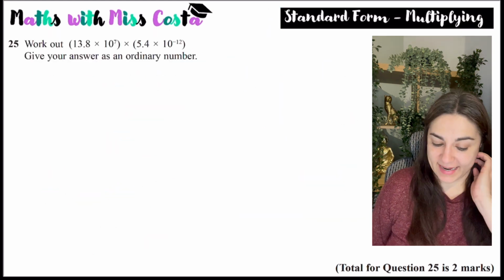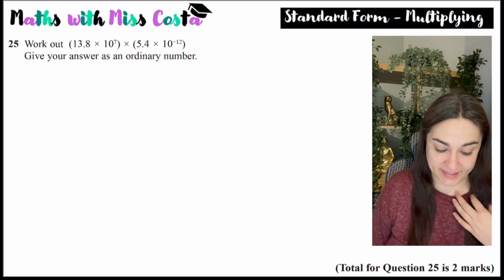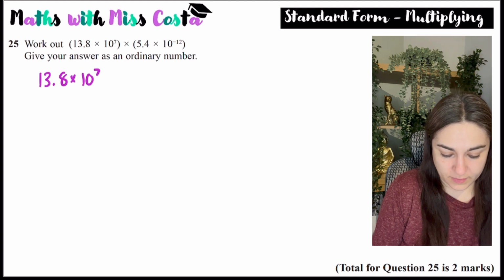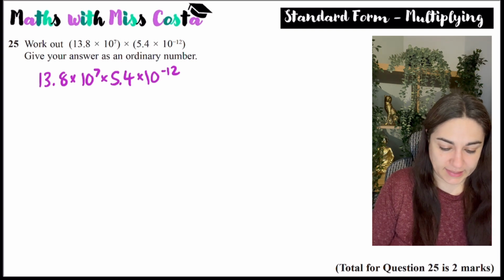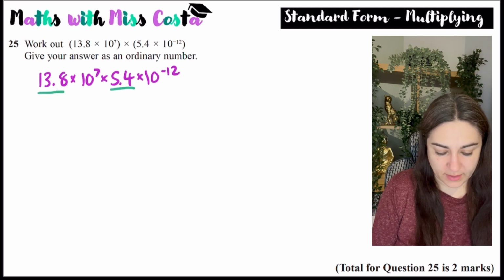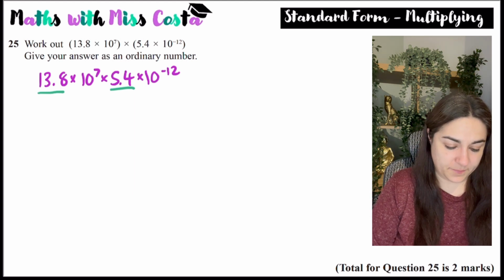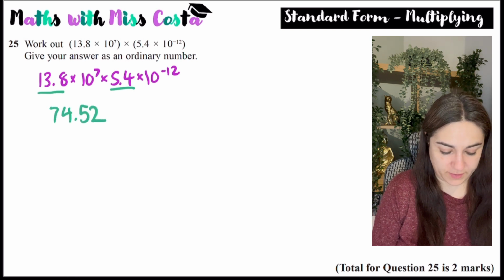Okay, next I've got a standard form question. So remember, you are allowed to use your calculator for this, so that makes it a lot easier. So I can just write this out like this and ignore the brackets for now, because everything is being multiplied. So what I want to do is multiply these two numbers. So 13.8 times by 5.4 gives me 74.52. And then I can use the laws of indices for this.